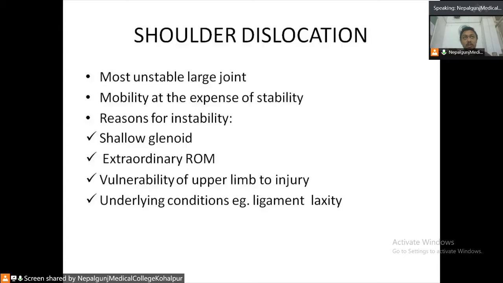The first thing, the extraordinary range of motion. The shoulder has a very high, unrestricted range of motion. The other one is vulnerability. Upper limbs are always vulnerable to injury. If a patient sustains a traffic accident or motor vehicle accident, there is a high chance of injury to the upper limb more than the lower limb. Or there can be other underlying conditions like ligamentous laxity. Patients with ligamentous laxity can have a shoulder dislocation, but those are the habitual dislocators.